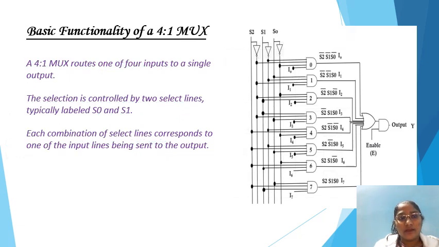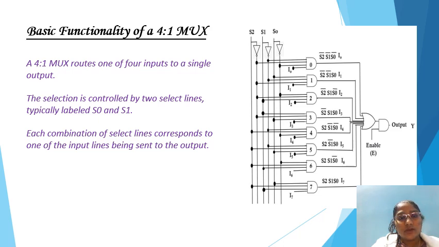Now our topic is the basic functionality of the 4:1 MUX. A 4:1 multiplexer can be used for generating the output carry of a full adder. A and B are the bits to be added, while Cin is the input carry and Cout is the output carry.